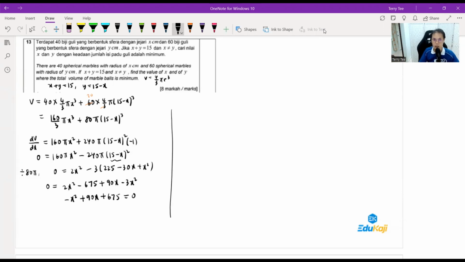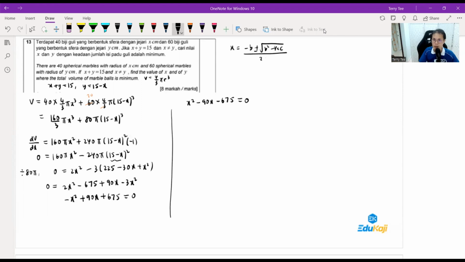To make x squared minus 90x minus 675 equals 0. Okay, well, let me see if I make any mistake here. No. Now, I like to complete the square. You can use the quadratic formula: minus b plus minus square root of b squared minus 4ac, over 2a.